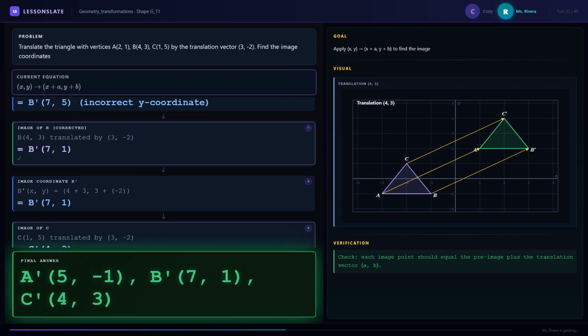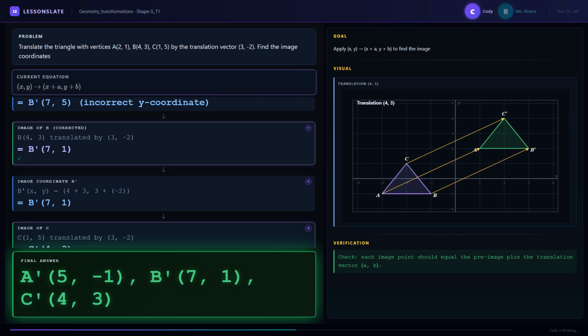So, to summarize, the image coordinates for the translated triangle are A prime at the point 5, negative 1, B prime at the point 7, 1, and C prime at the point 4, 3. Congratulations, you've solved the problem.